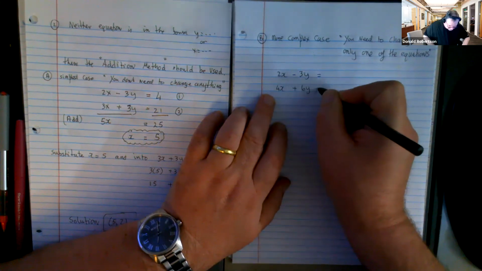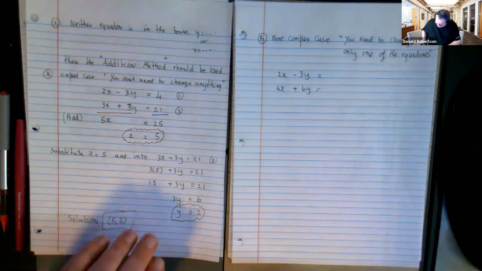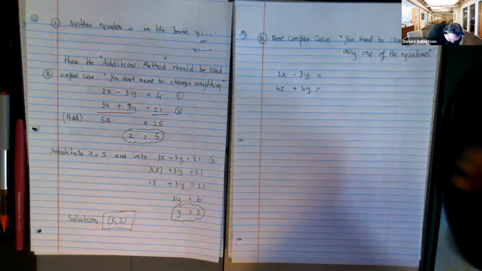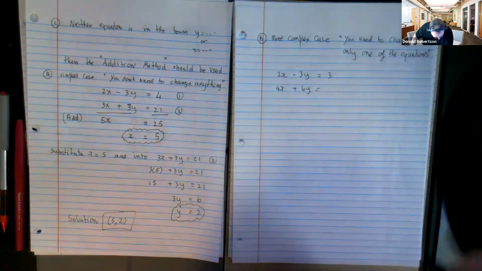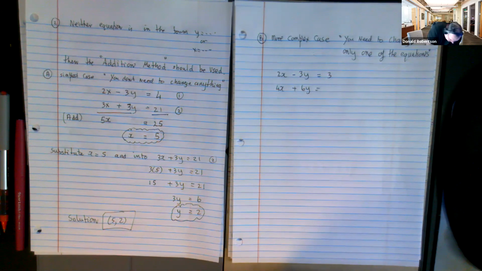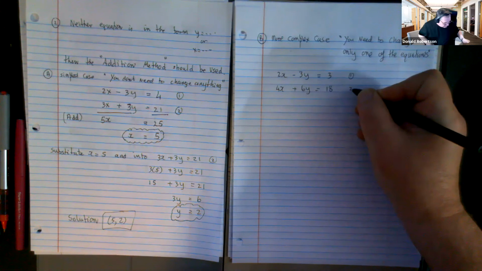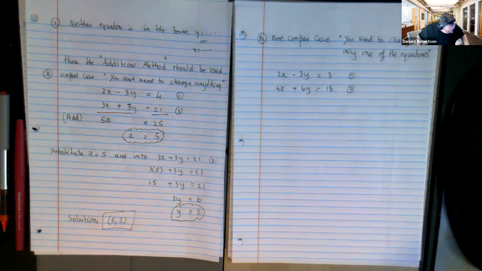And I'm going to do my little cheat at the side so I can get one that works reasonably well. That's going to be 3. And that's going to be 18. Okay. So let's see what the problem is here, because they're not going to tell you that it's a more complicated one. They're just going to say solve it using the addition method.